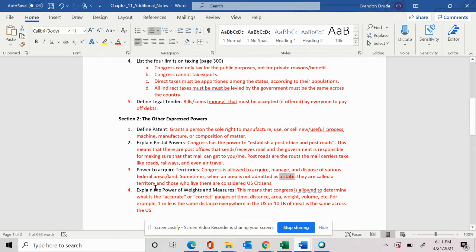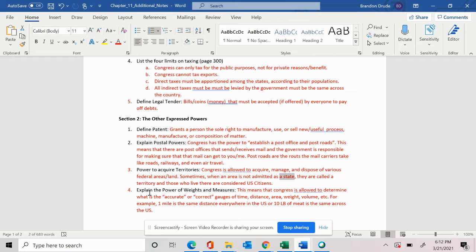Alrighty. Now, Congress also has the power of weight and measure. This isn't really a lawmaking power, but it is a power where Congress determines the accurate or correct gauge for multiple different things, such as time, distance, area, weight, and volume, to make sure that it's the same across the United States.